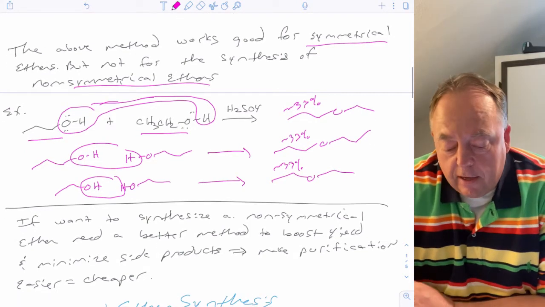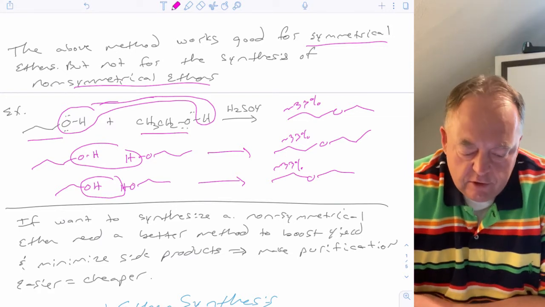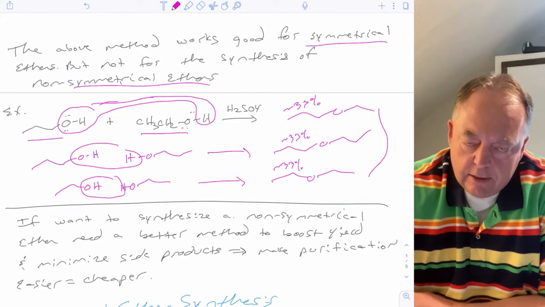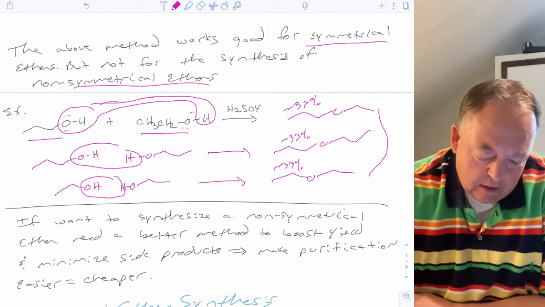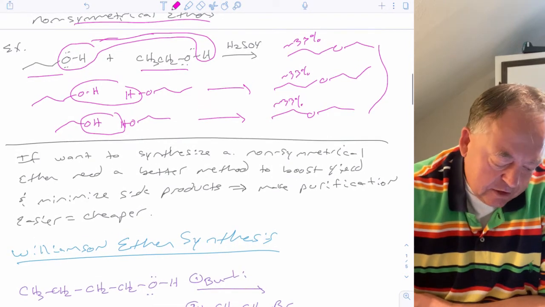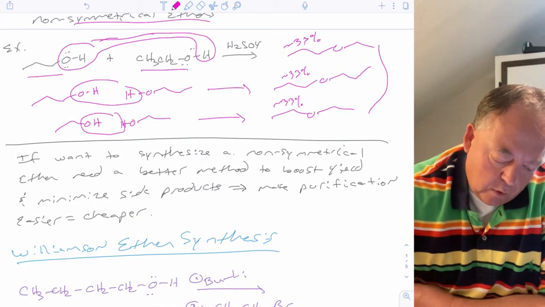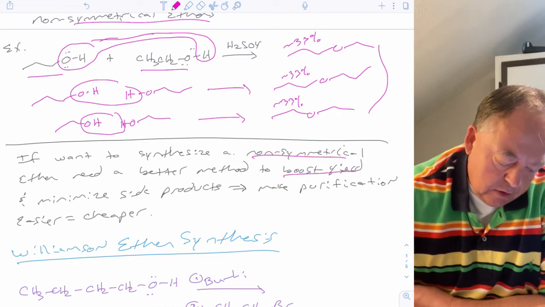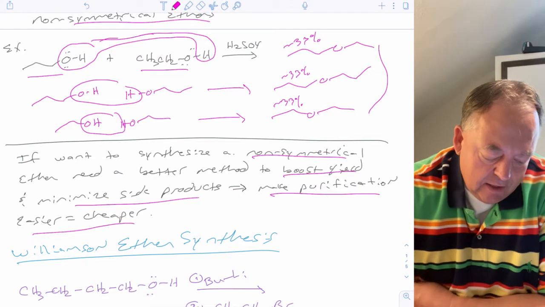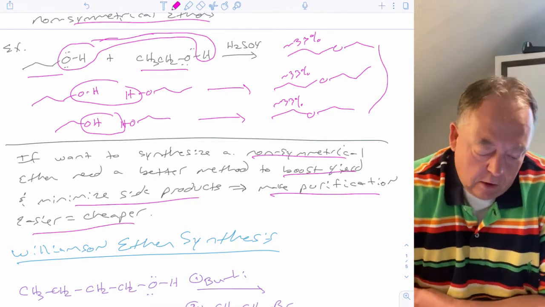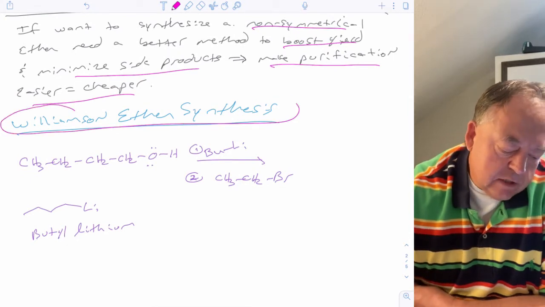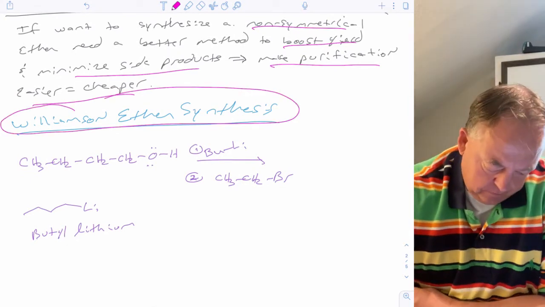You know, so that could be fine if you have cheap starting materials, but then you have to separate these, and that takes a lot of time, and that takes energy, which means it costs money. So if you want to synthesize a non-symmetrical ether, there's a better way to do it that will boost the yield and it'll minimize side products, which means it makes the purification easier, which means it's a cheaper process overall. And the way to do that is to do what's known as a Williamson ether synthesis.